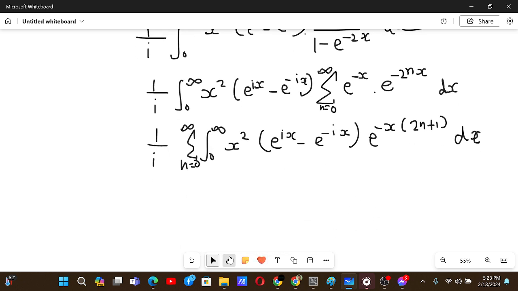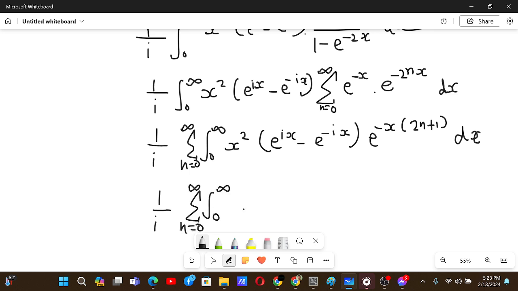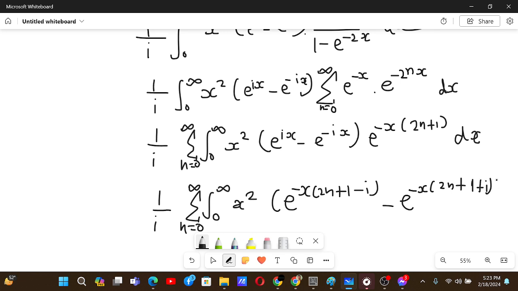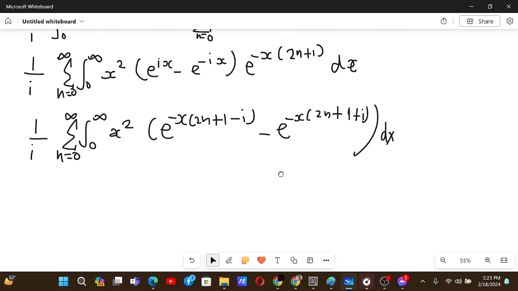Now we can merge this. So 1 by i, sum going from n equals 0 to infinity, integral from 0 to infinity x square, and then this is e to the power minus x of 2n plus 1 minus i, minus this is e to the power minus x of 2n plus 1 plus i. Now this is simply in the form of the complex gamma function.